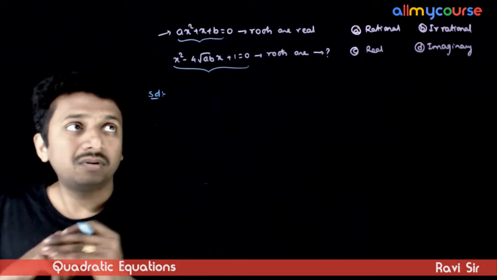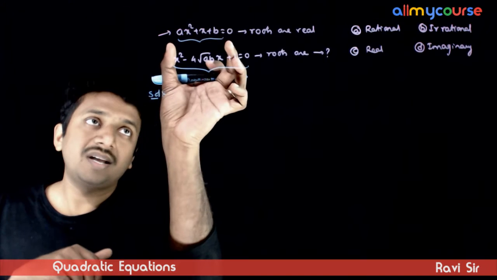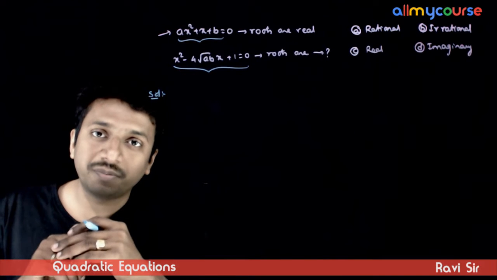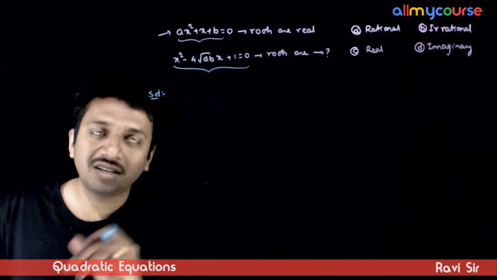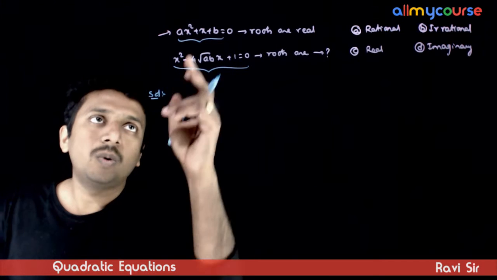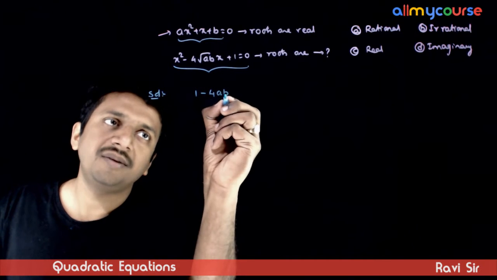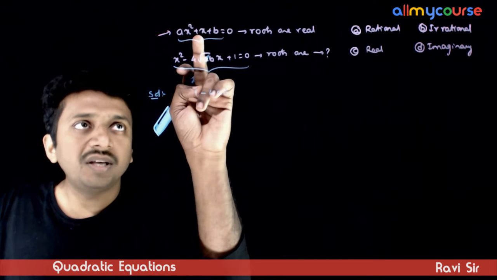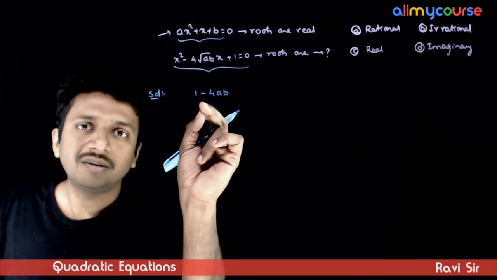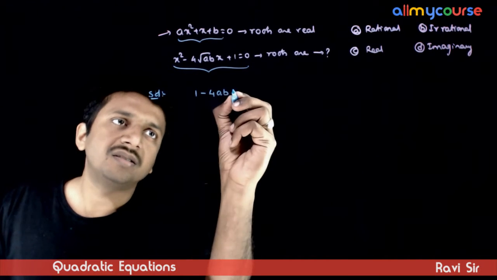So now, let us analyze the given information. ax² + x + b = 0. The roots are real. That means the discriminant of this equation is positive. What is the discriminant? b² − 4ac. b² means the coefficient of x whole squared, minus 4 times the first coefficient into the constant term, is greater than 0.